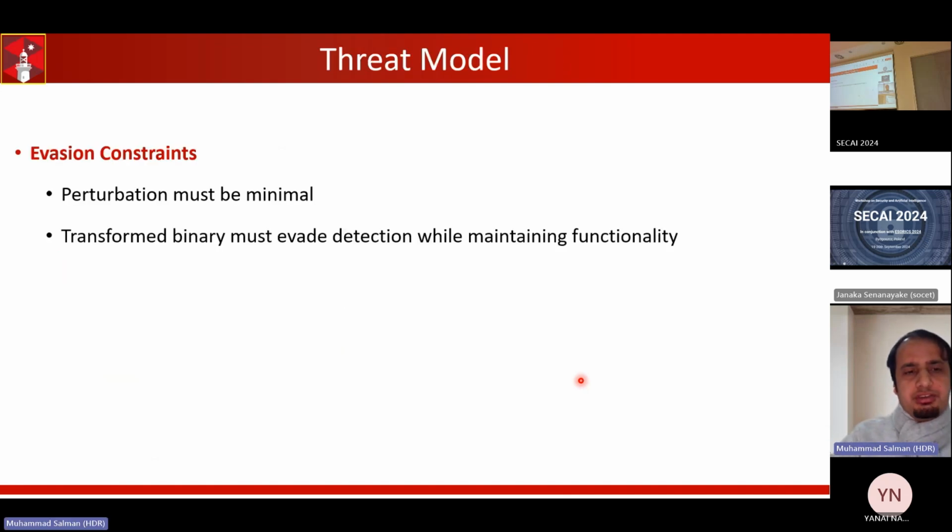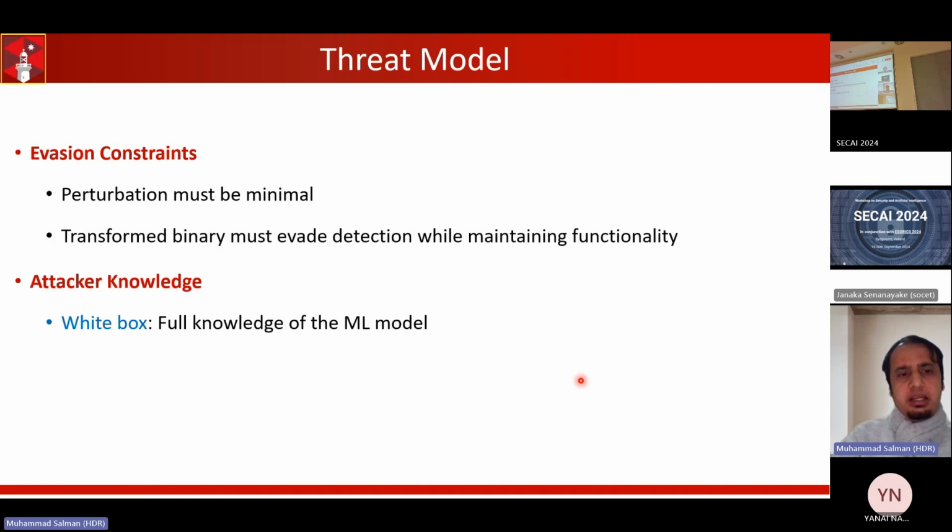One of the constraints in the generation of adversarial examples is that the perturbation must be minimal so that the modified adversarial examples remain similar to the original binary. The second most important constraint in malware adversarial example generation is that the generated transformed binary should be similar to the original binary in functionality.